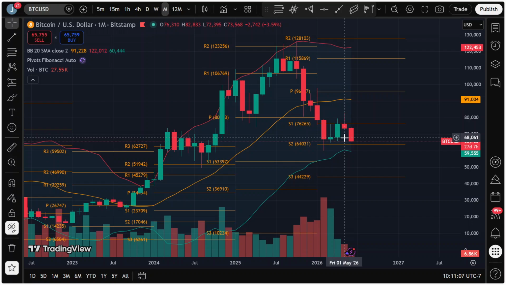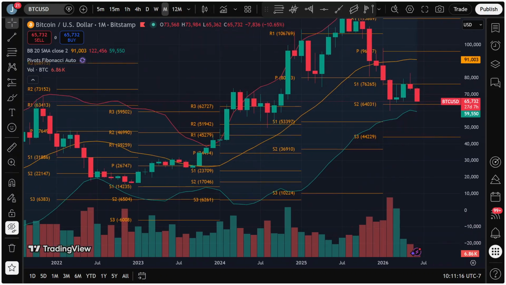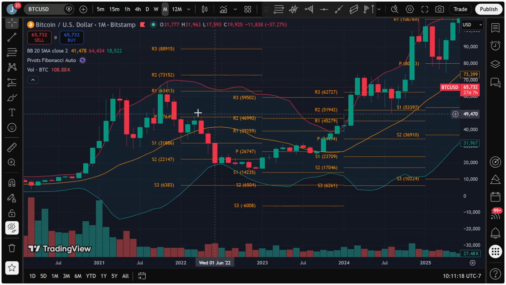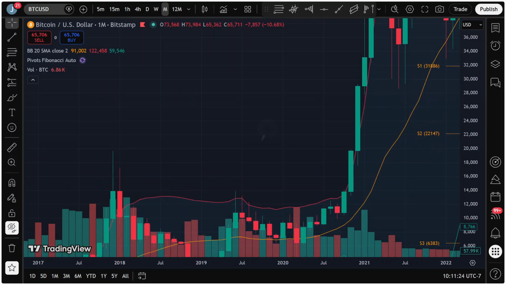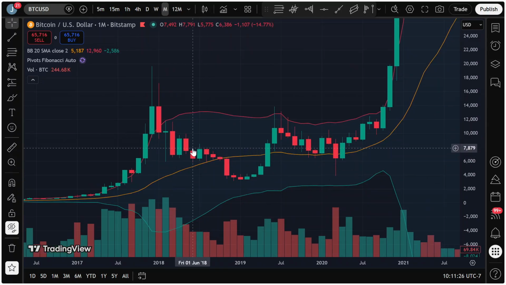I know a lot of people say that the 4-year cycle is dead. Those people are pretty quiet now because it looks exactly like the 4-year cycle to me. Nothing has really changed. I don't understand why people say that. It's very silly to me. But again, every other bear market, we got 3 or 4 green candles. That's all we got.